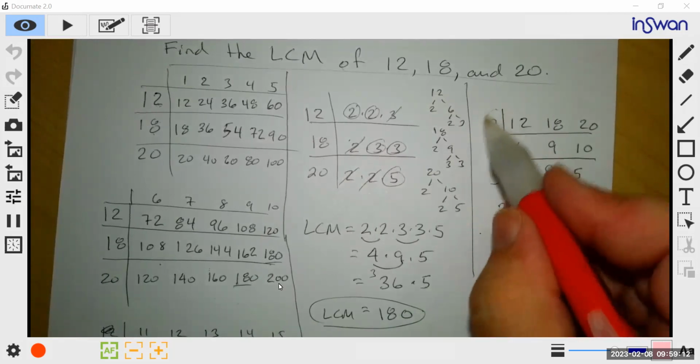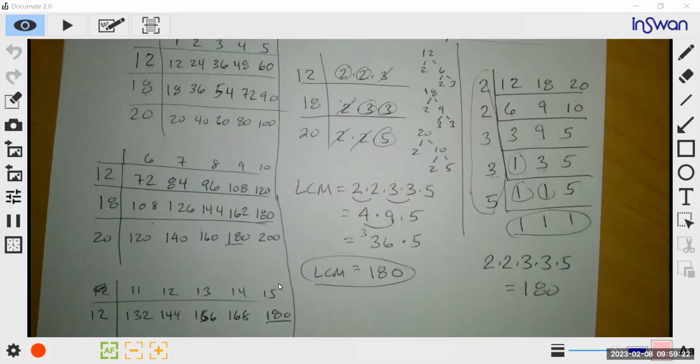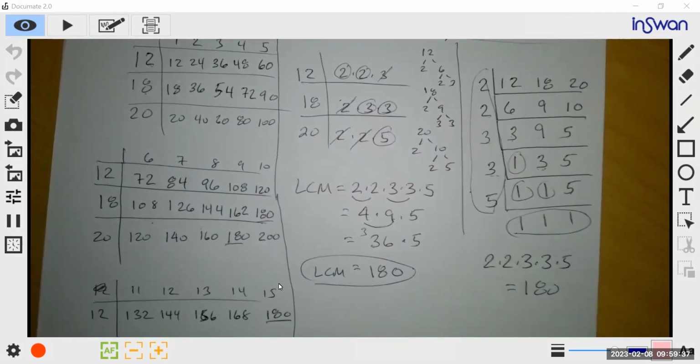So the numbers we multiply together are 2 times 2 times 3 times 3 times 5 equals 180. So now what's the easiest method? I kind of like the LCM, the prime factorization one. But yeah, divisibility also, if you understand it, it works because it's nice and clean.